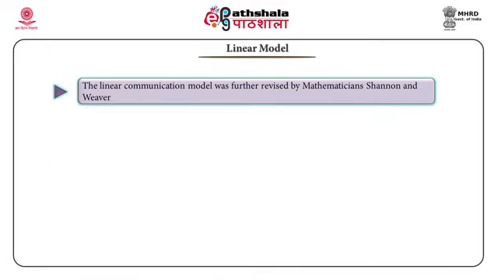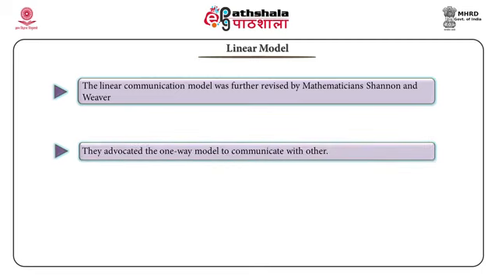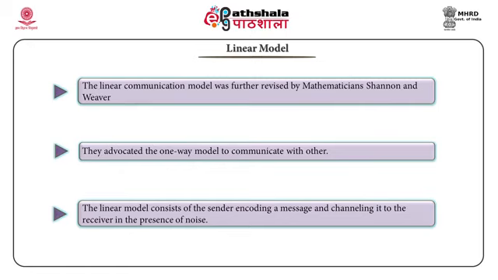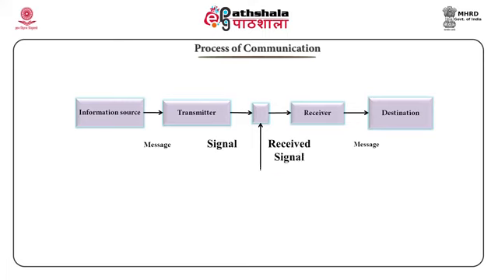The linear communication model was further revised by mathematicians Shannon and Weaver, who advocated a one-way model to communicate with others. The linear model consists of the sender encoding a message and channeling it to the receiver in the presence of noise. The next 2 slides help us understand the process of communication in the linear model given by Shannon and Weaver. As you can see, in the model, a source is at one end of the field. It encodes and sends information. This encoded message then travels through a neutral medium until it arrives at the other participant who receives the message.